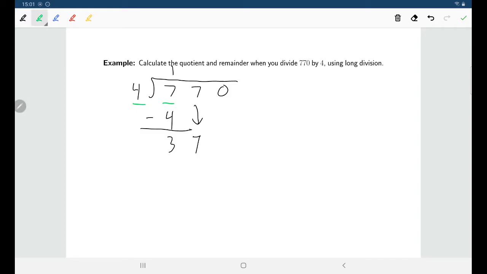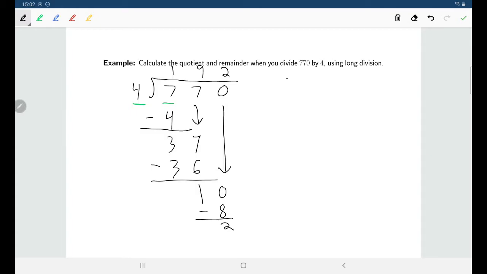This time we'll ask ourselves, how many times does 4 go into 37? And it goes in 9 times. We know that 9 times 4 is 36. Subtract, and we bring down again. So how many times does 4 go into 10? It goes in twice. 2 times 4 is 8. We subtract. There's nothing left to bring down, which means that we are finished.